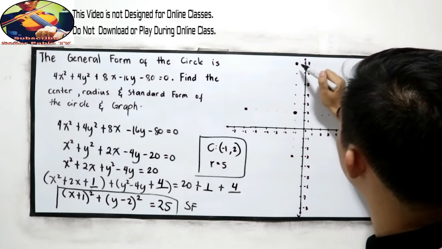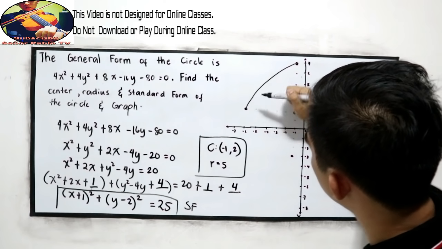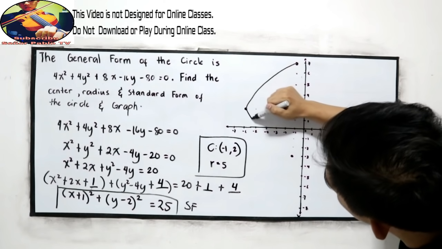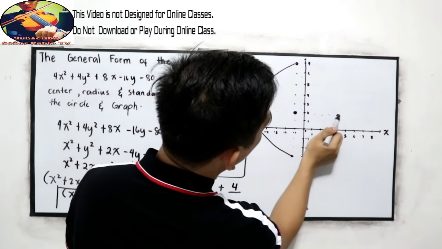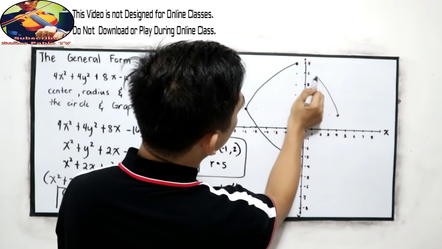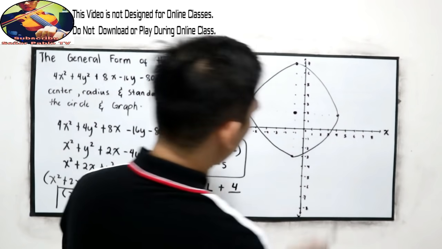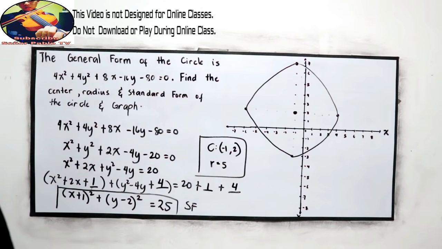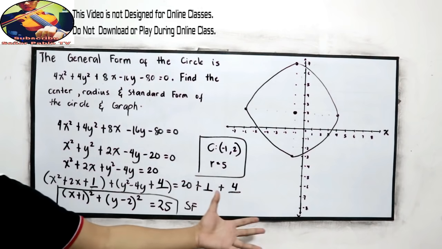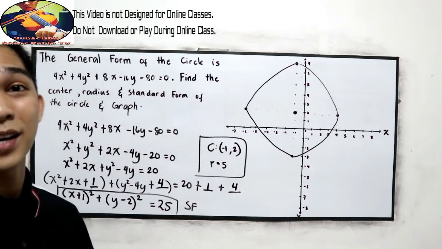So, it should be a circle. Assume that this is a perfect circle. Okay, this is now our circle. So that's how to graph the circle in our Cartesian plane. So this ends our lesson.